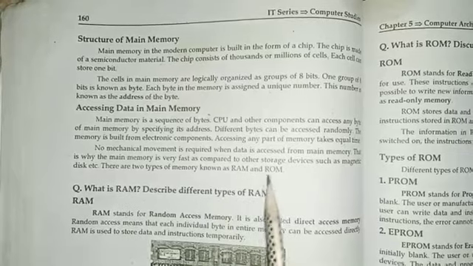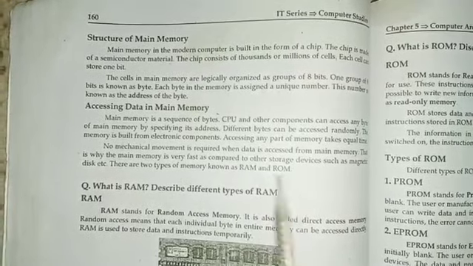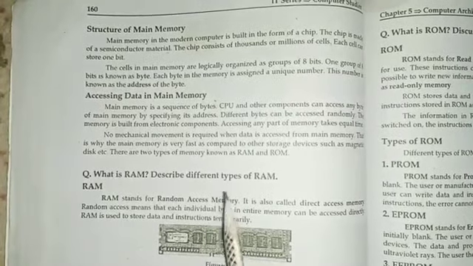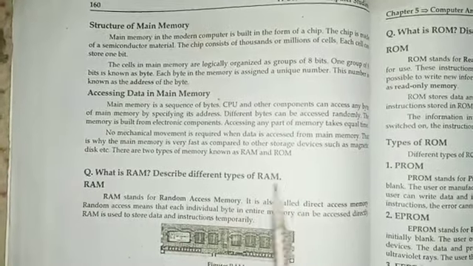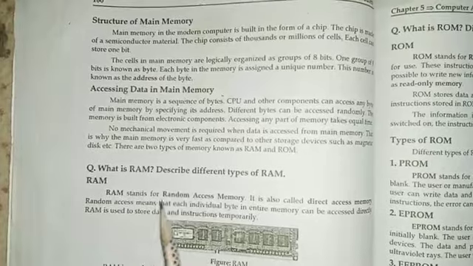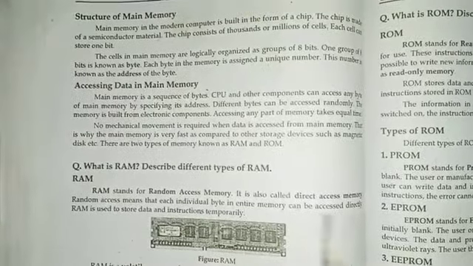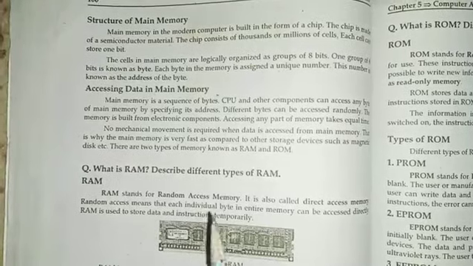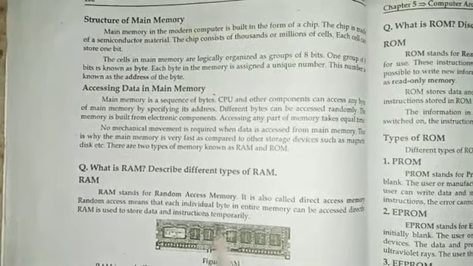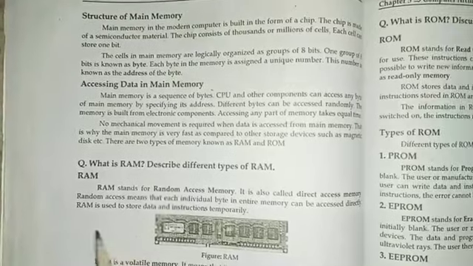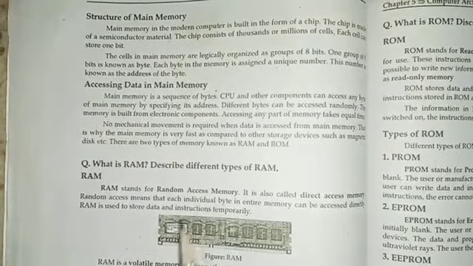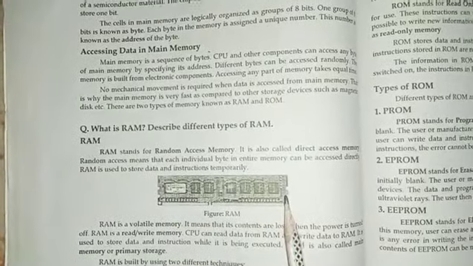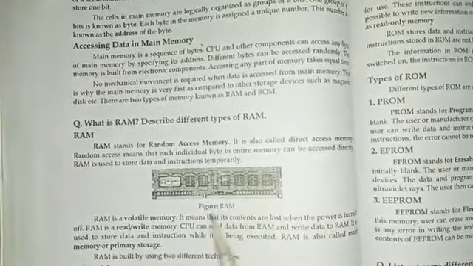There are two types of memories, RAM and ROM. In this we will discuss what RAM is and the different types of RAM given below. RAM stands for random access memory. It is also called direct access memory. Random access means that each individual byte in the entire memory can be accessed directly. RAM is used to store data and instructions temporarily. The picture is given above.